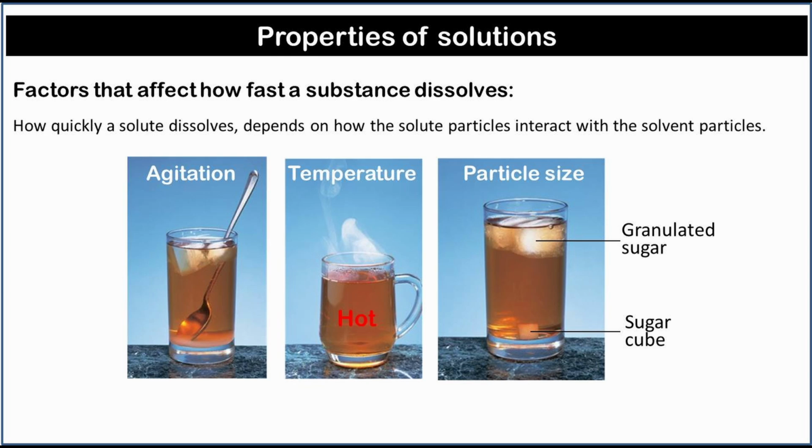Agitation. Stirring or shaking speeds up the solvation process, because water in the tea interacts more with the surface of the sugar. Temperature. Water molecules move faster at high temperatures, so water molecules will collide with the surfaces of the sugar crystals more often and with more force. Particle size of the solute. Smaller particles in the granulated sugar have a larger surface area than the sugar cube. Water molecules collide with more molecules in granulated sugar.